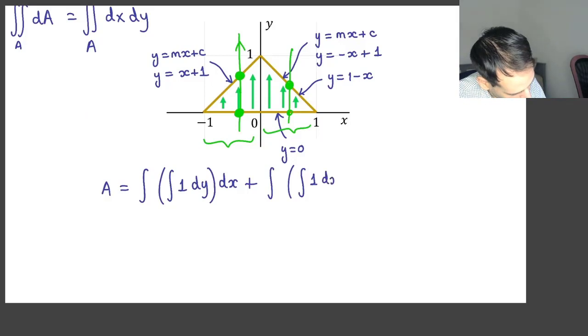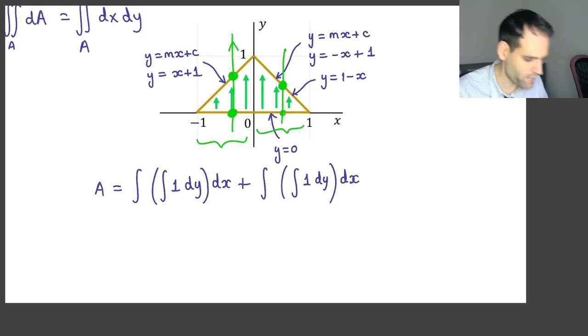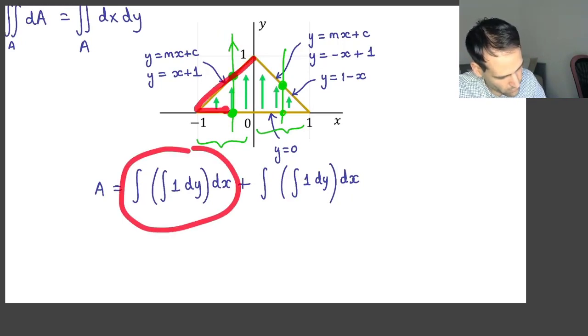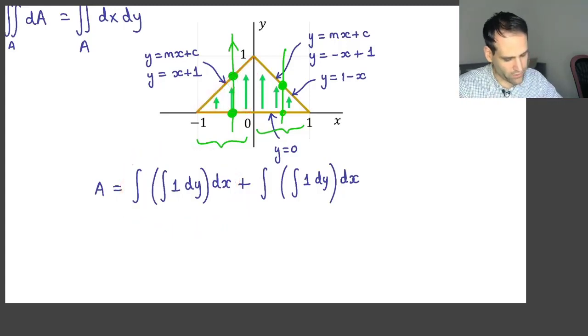So this is 1 dy as the inner integral, and the outer integral is dx. So let's write the limits. Okay, so this first integral refers to this area here. So as I said, we start by integrating along y, so we picture this line progressing along the y direction.